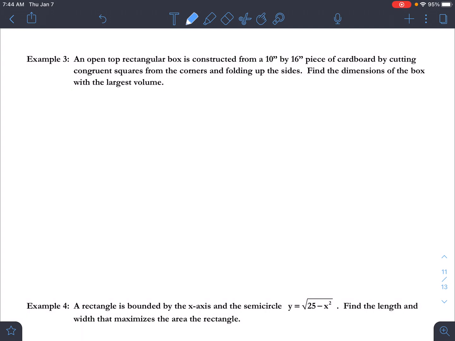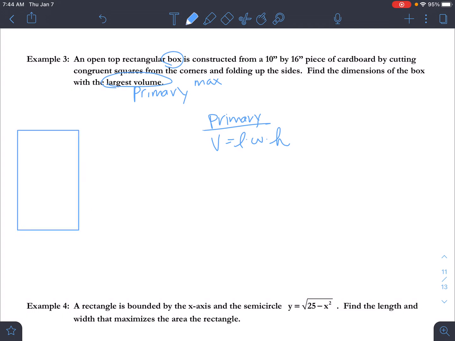Okay, first of all, largest volume, that's going to be that thing that we are maximizing, right? So this is that primary equation. We are looking for the max volume, and volume of a rectangular box, we could already write that down. Primary equation here would be volume equals length times width times height. Okay, let's figure out what this looks like. It says it was originally just a piece of cardboard, and that cardboard was 10 by 16.